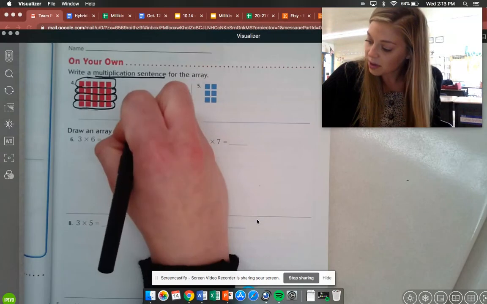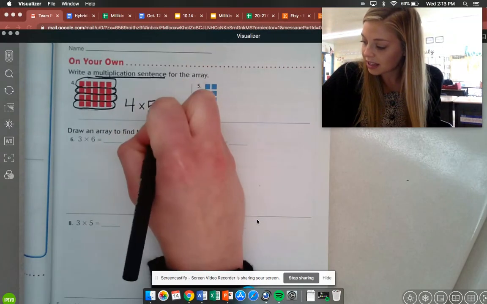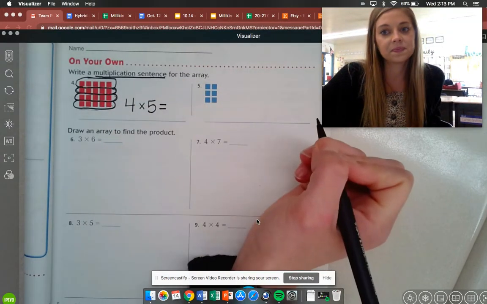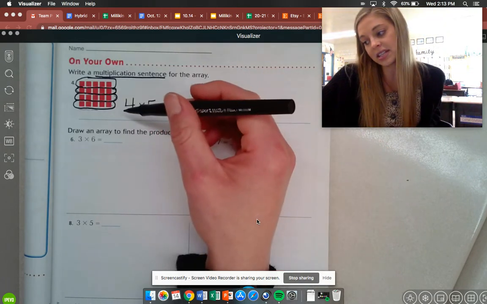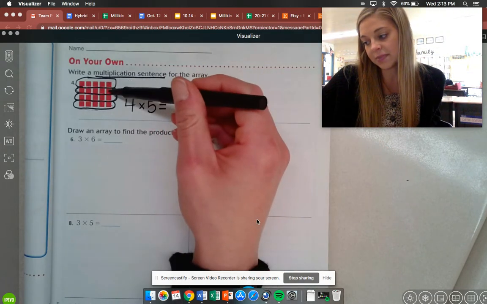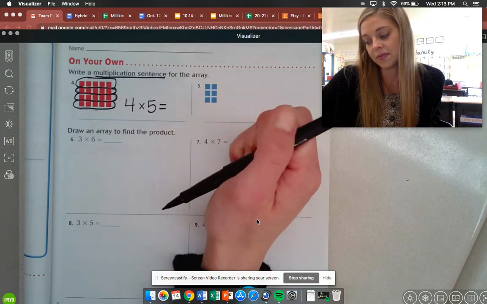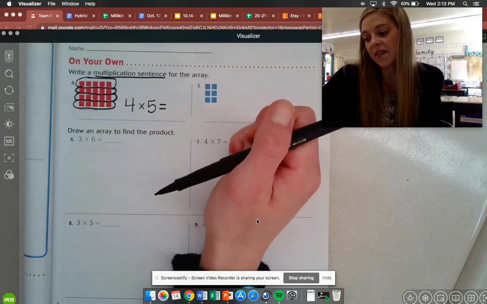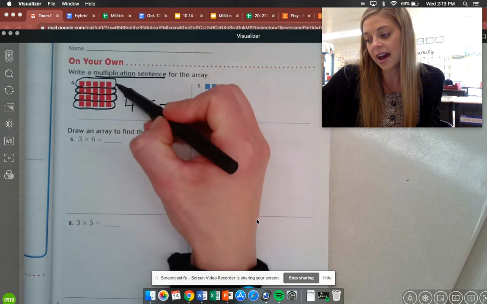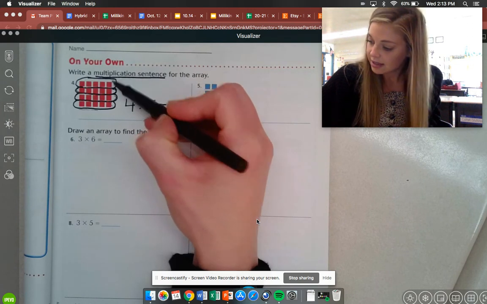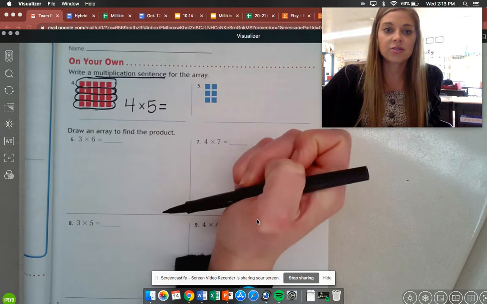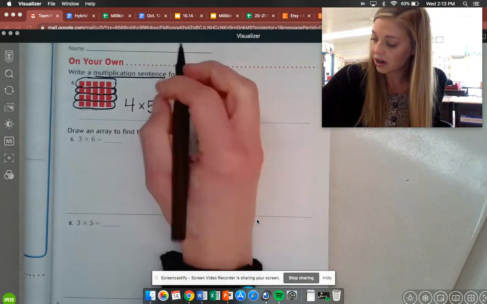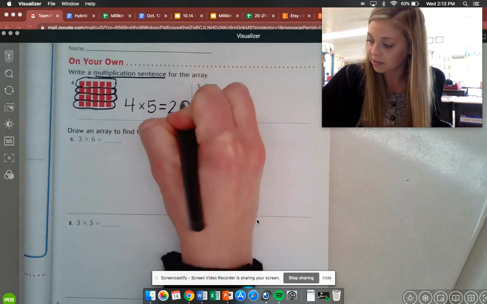So this is 4 times 5 equals, well, if we add that all up together by using repeated addition, we would do 5 plus 5 plus 5 plus 5. If I just want to skip count, I can do 5, 10, 15, 20. And there's 20 tiles in all. That means that 4 times 5 equals 20.